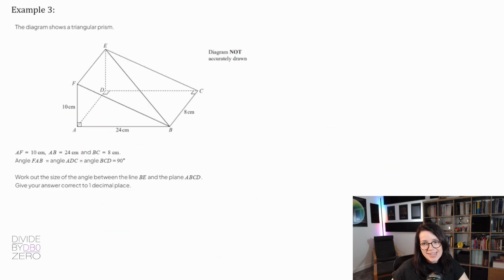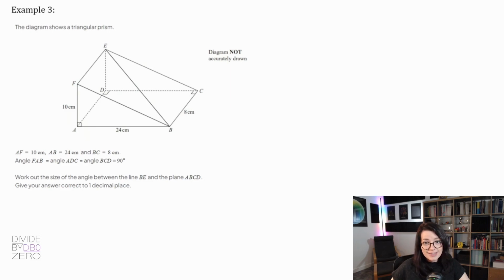Last example. So again, we've got a triangular prism, but this time we're looking at it from a different angle. Just going to check that all the information that's in the question is on the diagram. So AF is 10, AB is 24, BC is 8. Angle FAB equals angle ADC equals angle BDC, and they're all equal to 90. And we want to work out the size of the angle between the line BE and the plane ABCD.